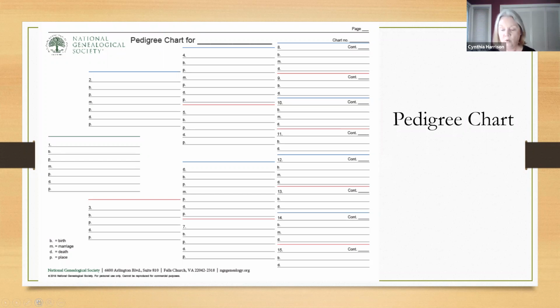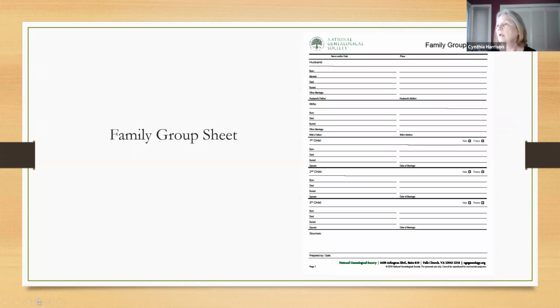For that information, you may want to use the family group sheet. This allows you to start with either your husband and then yourself as the wife and then your children, or starting with your parents as the husband and wife, and then you and your siblings. Notice under husband, it has other marriage. So if your father or your grandfather, whomever you're starting with, had been previously married, then you would put that other marriage also, whether it was previously married or possibly married after the female that you descend from. And then you'd have the children, and if they're married, also their spouse's name and the date of the marriage.